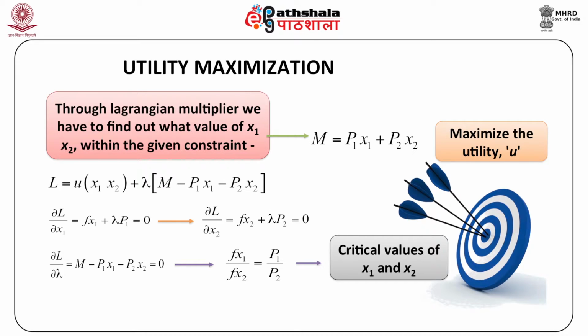dL by dx1 is equal to f_x1 minus lambda P1, which is equal to 0, denoted as equation 4. dL by dx2 is equal to f_x2 minus lambda P2, which is equal to 0, denoted by equation 5. dL by d lambda is equal to M minus P1 x1 minus P2 x2, which is equal to 0, denoted by equation 6. For critical values of x1 and x2, dividing equation 4 by 5, we get f_x1 over f_x2 is equal to P1 by P2, denoted by equation 7.